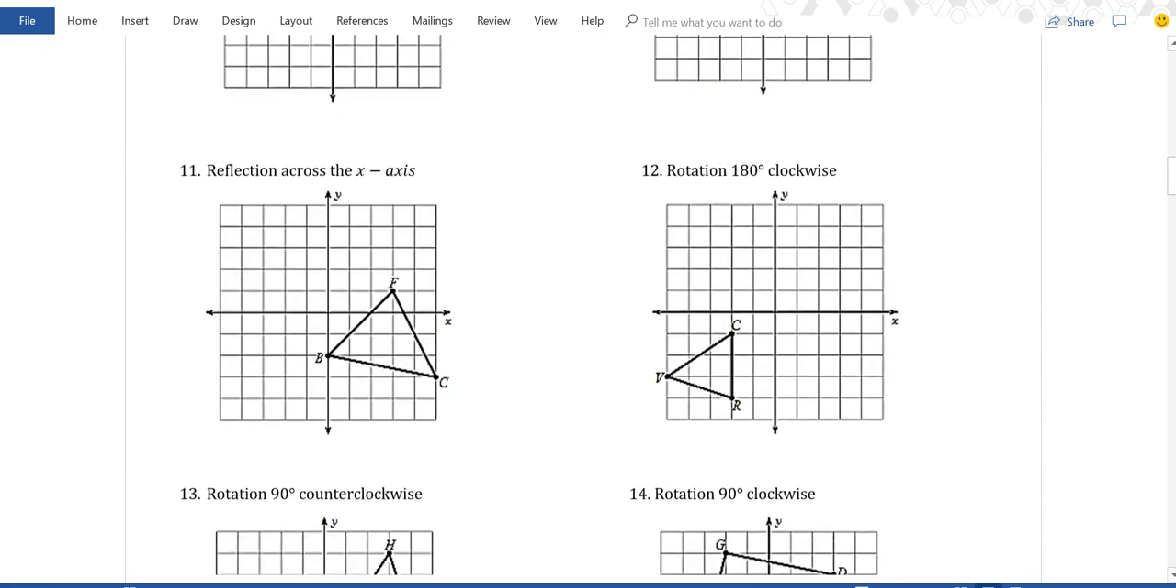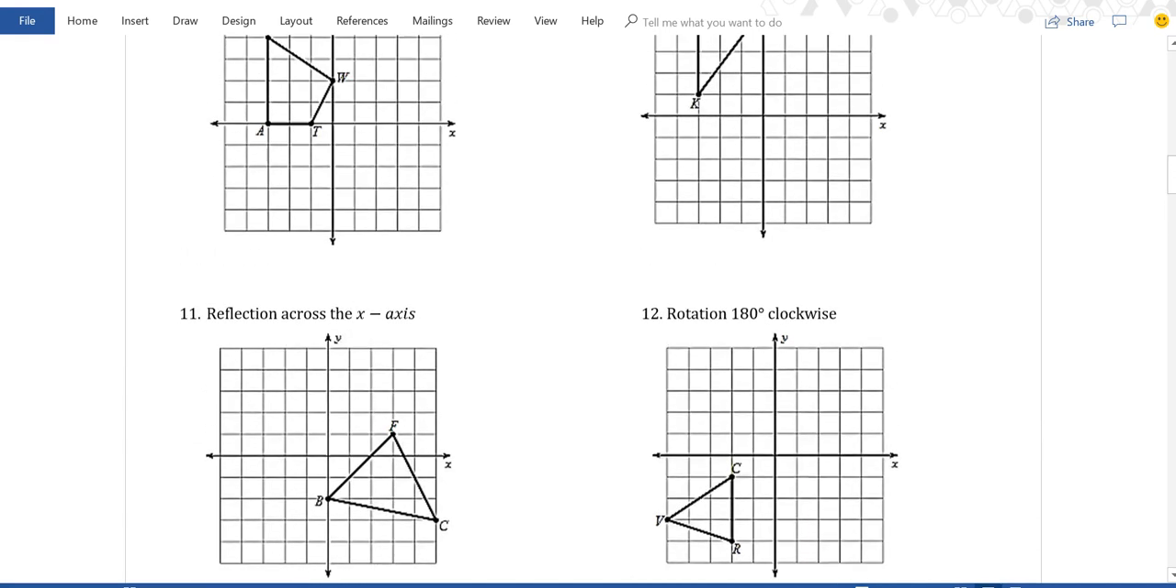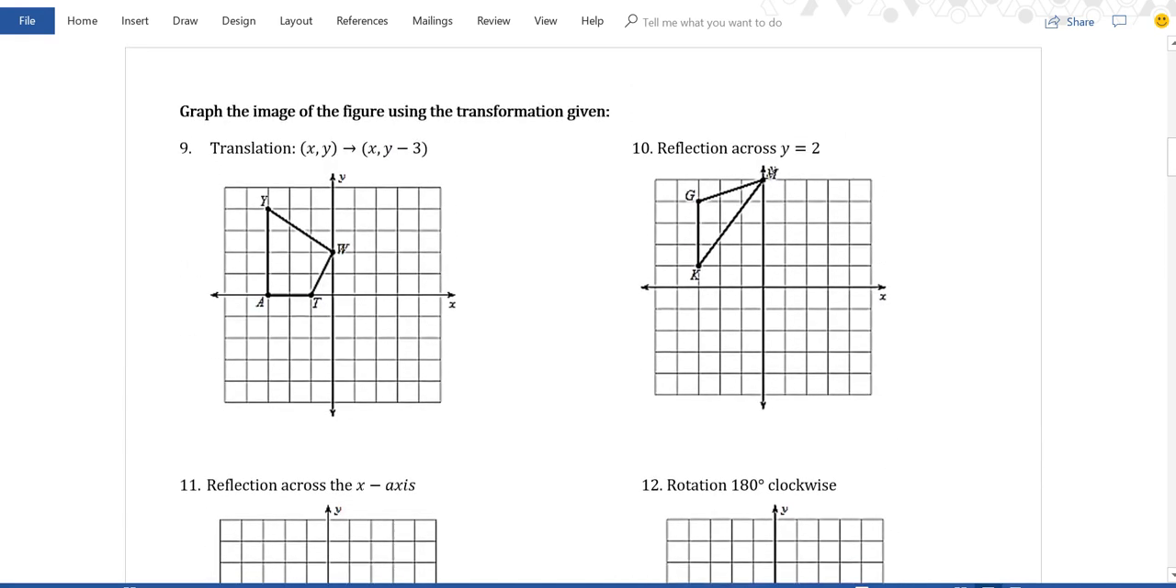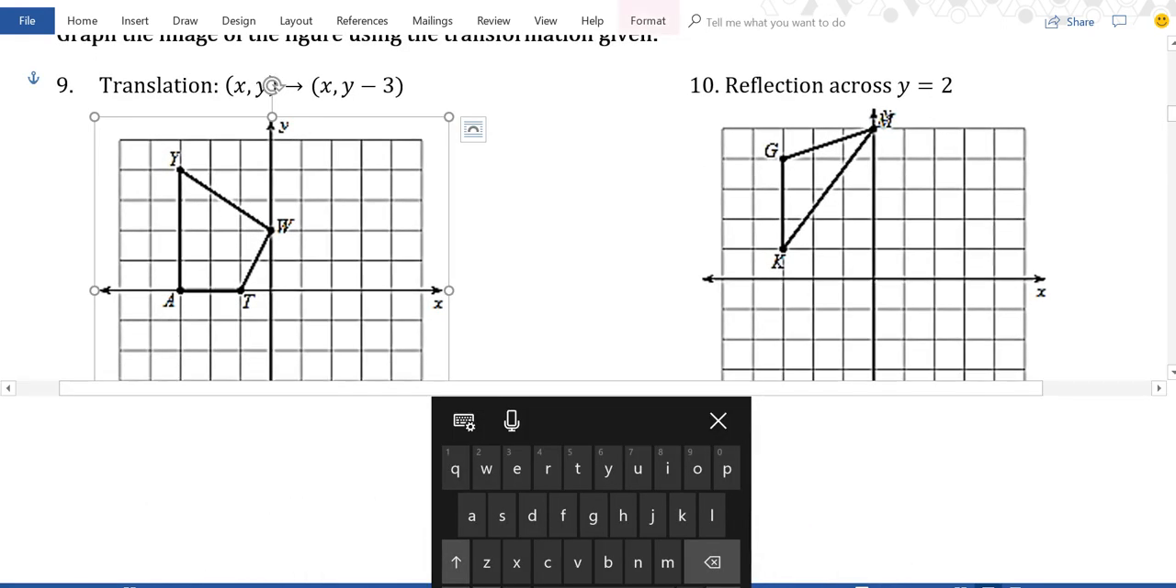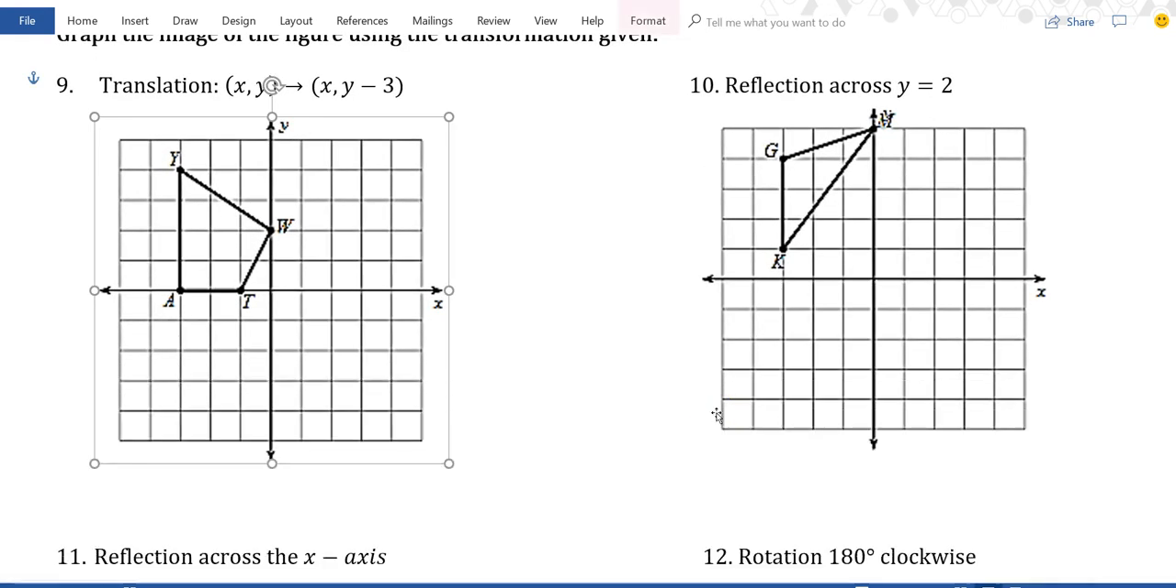Alright, these next 6, we're just carrying out a problem. So we're told we're not deciding between, we're just doing what we have given. So for this one, we have a translation. And since it's just x here, we're not going to move left or right at all. We're just going to move each point down 3.